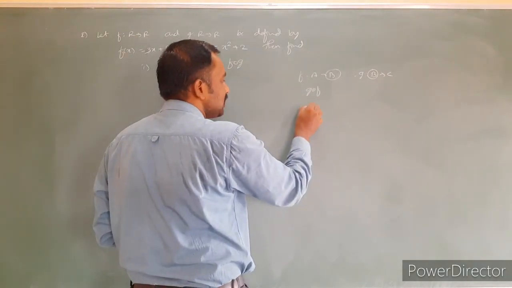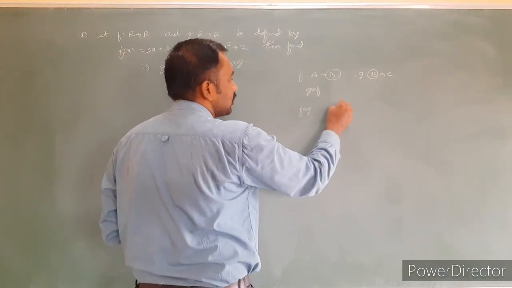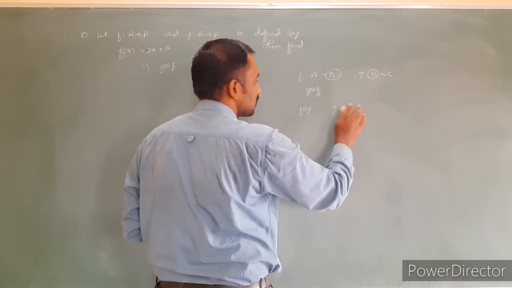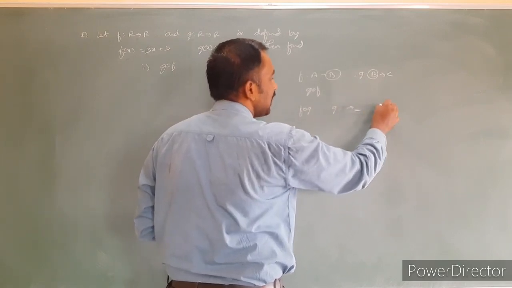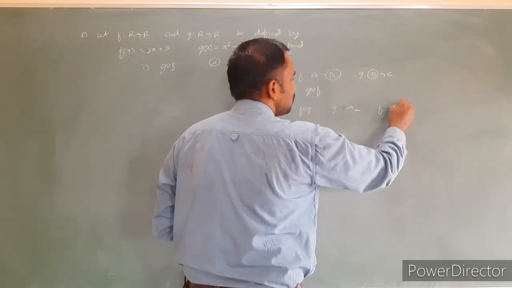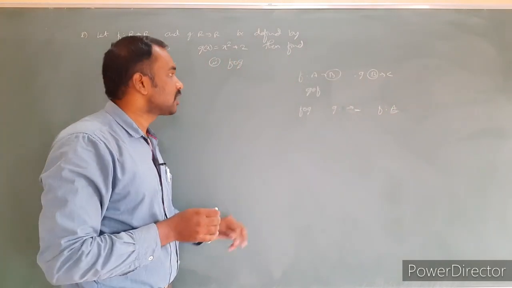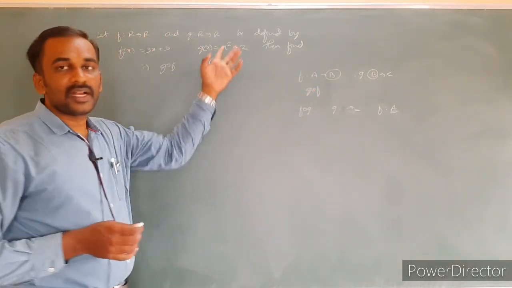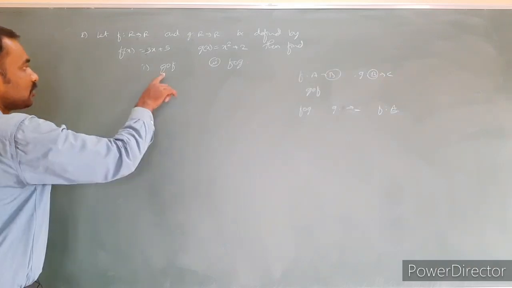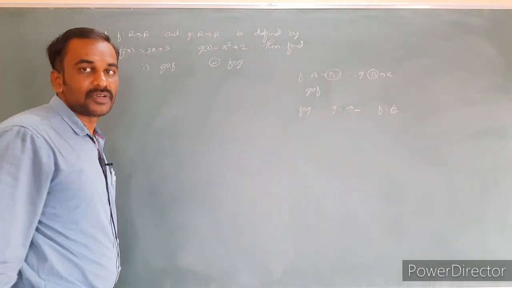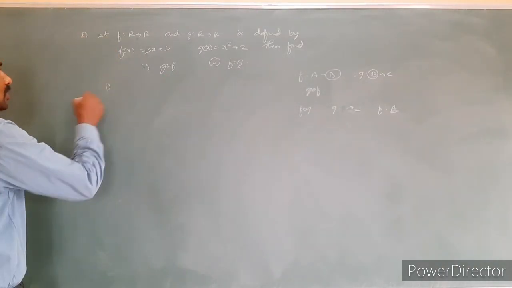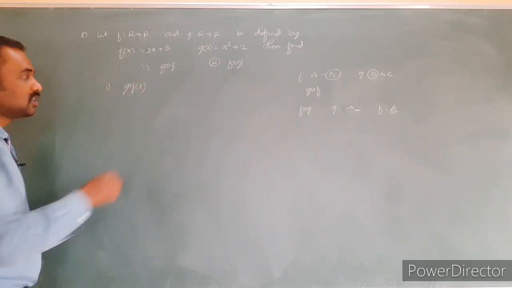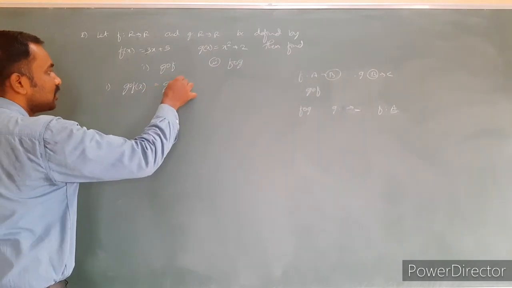Similarly, if you write f circle g, the codomain of this function and the domain of this function must be the same. Both cases are satisfied because the domain and codomain are R into R, nothing to worry. So we can consider g circle f as well as f circle g. First of all, g circle f. They are not given x, so consider x. Now what is the meaning of this? g of f of x.